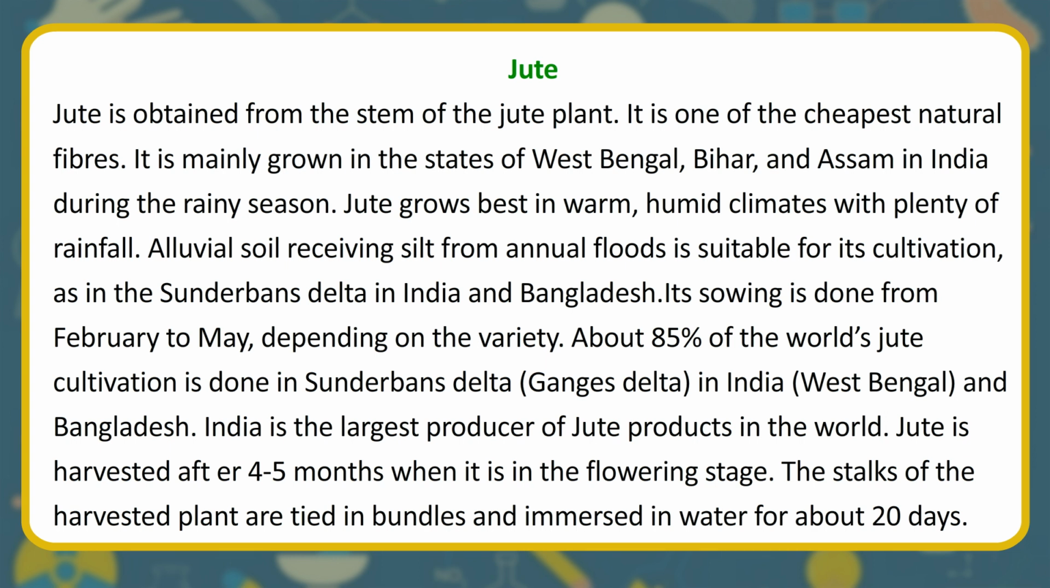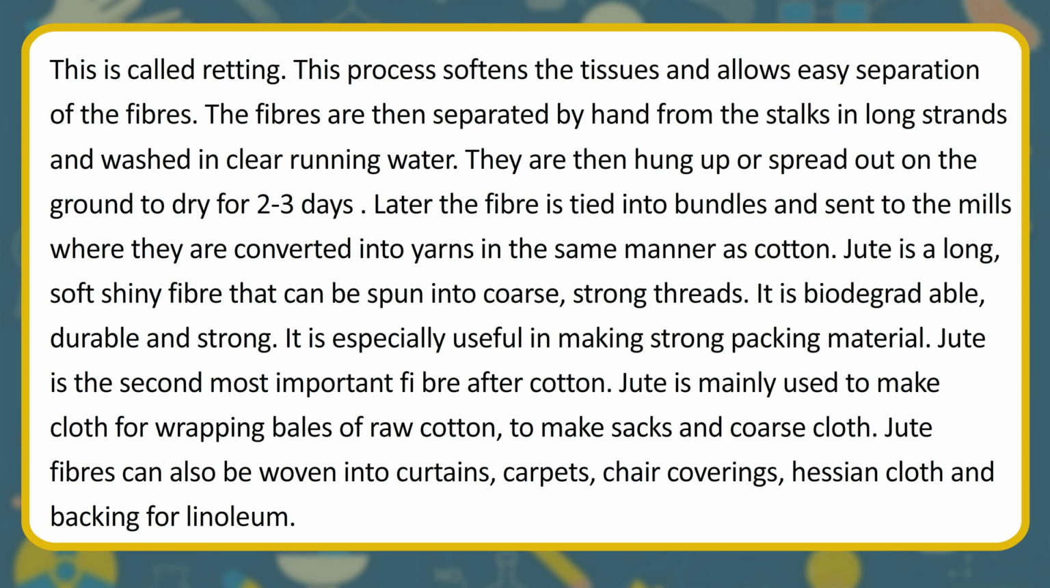Jute is harvested after 4-5 months when it is in the flowering stage. The stalks of the harvested plant are tied in bundles and immersed in water for about 20 days. This is called retting. This process softens the tissues and allows easy separation of the fibers. The fibers are then separated by hand from the stalks in long strands and washed in clear running water. They are then hung up or spread out on the ground to dry for 2-3 days.